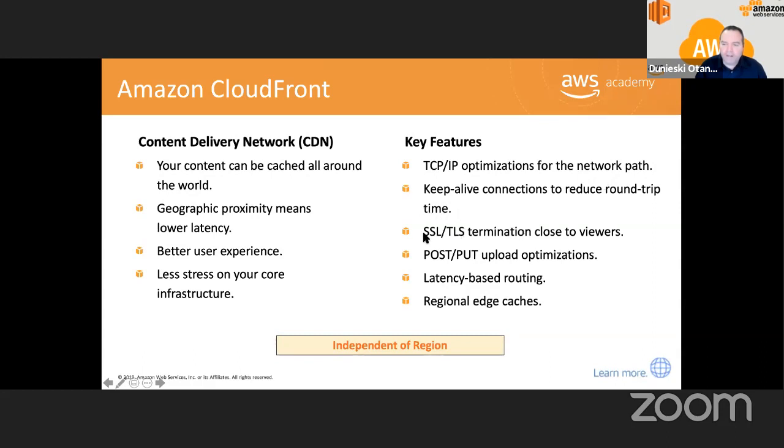Okay. It has SSL and TLS termination close to viewers. So this has to do with the connections that are made with, for example, Elastic Load Balancer, that it has TLS termination. When the connection is terminated, it would just connect to something else. Okay. So you have some POST and upload optimizations. So when customers post or upload some files, this has the capability of doing it really quick and faster, right? It has latency-based routing. By the way, this is one of the routing policies that Route 53 has, latency-based. And it has regional edge caches to work with customers and cache the information.